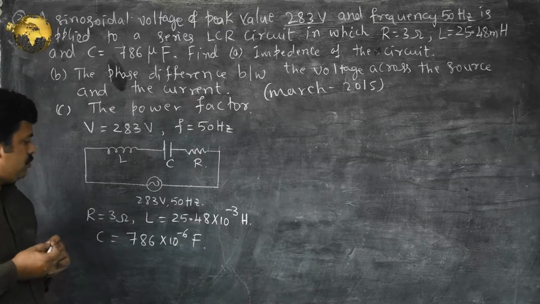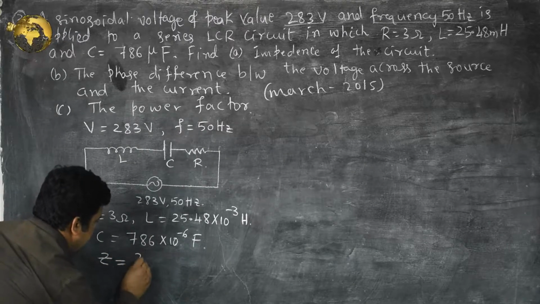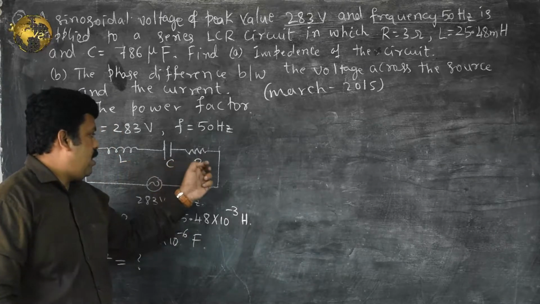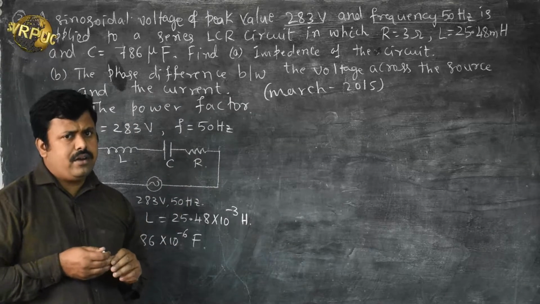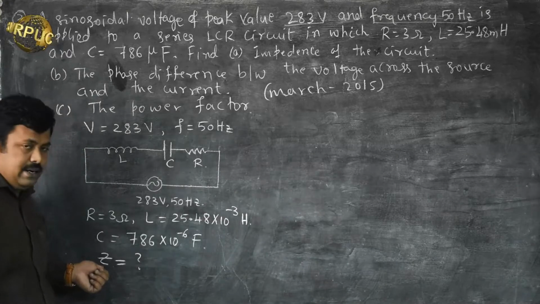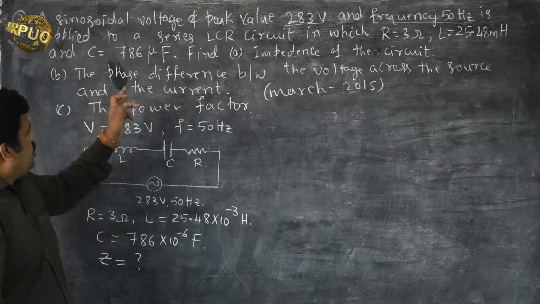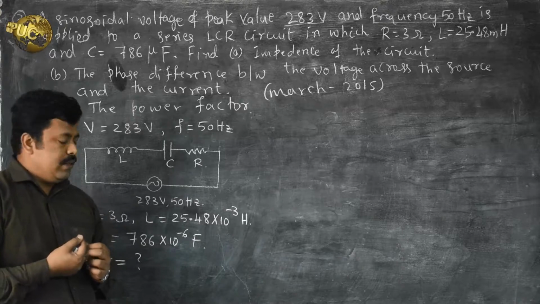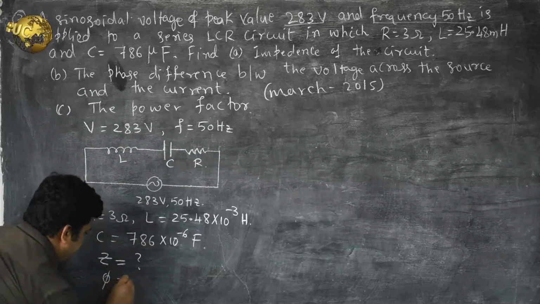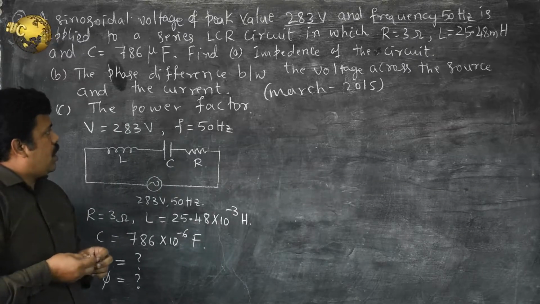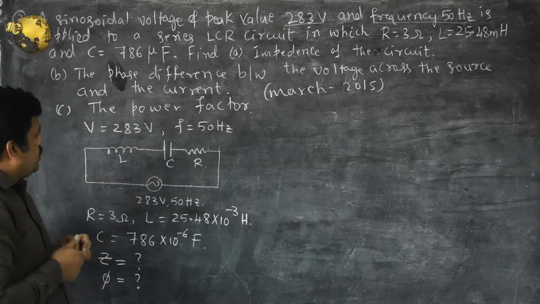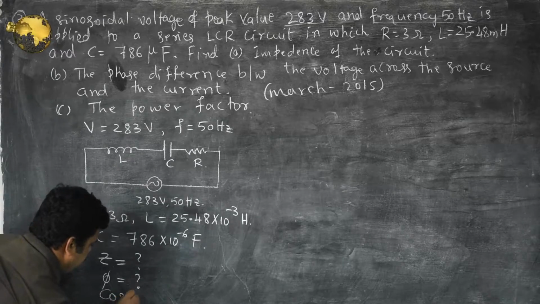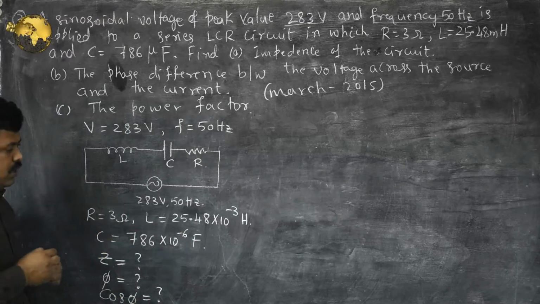Find the impedance of the circuit. What is impedance? We represent it by Z. Impedance is the resistance in the LCR circuit. We need to find it out. Then the phase difference between the voltage across the source and the current, that is phi. Then the last one is power factor, which is represented by cos phi. So we need to find out the value of cos phi.